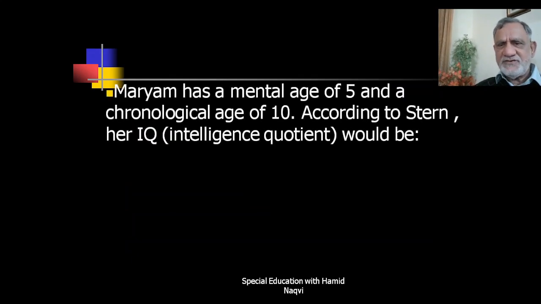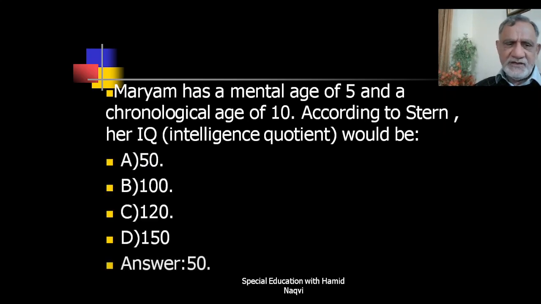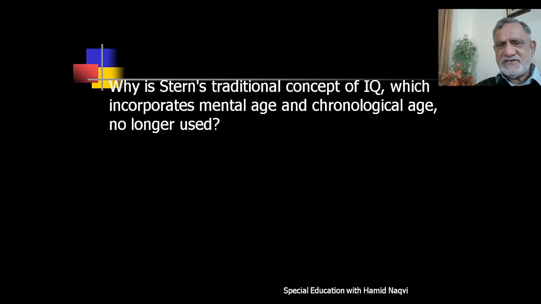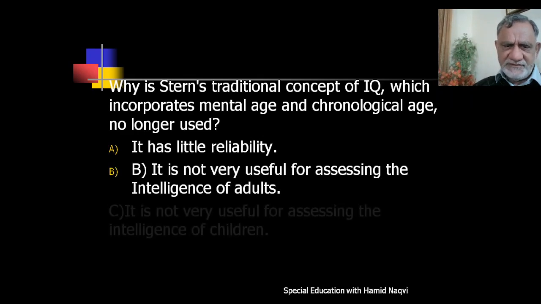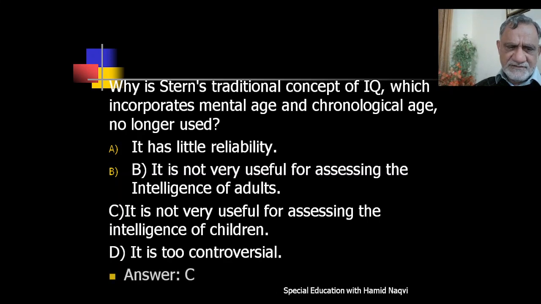Maryam has a mental age of 5 and a chronological age of 10. According to Stern, her IQ would be 50, the first option. Why is Stern's traditional concept of IQ, which incorporates mental age and chronological age, no longer used? It has little reliability. It is not very useful for assessing the intelligence of adults. It is not very useful for assessing the intelligence of children. It is too controversial. The correct answer is C, that it is not very useful for assessing the intelligence of children.